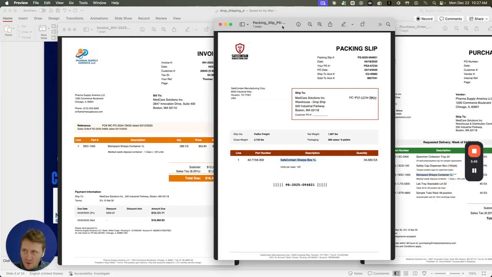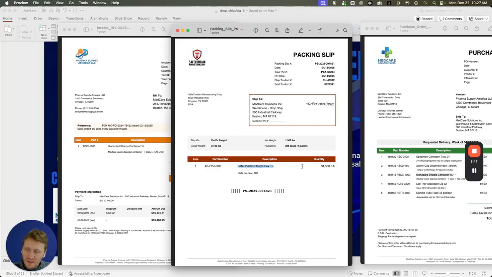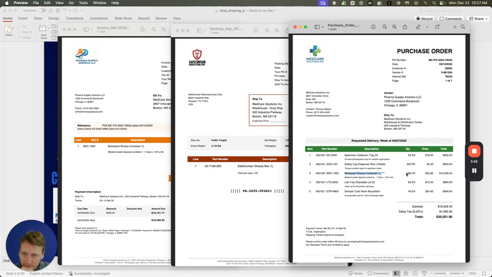And one additional complication, Safe Contain is talking about individual units, so 34,560 pieces, but here we're talking about cases. So we see that there's also a unit mismatch.